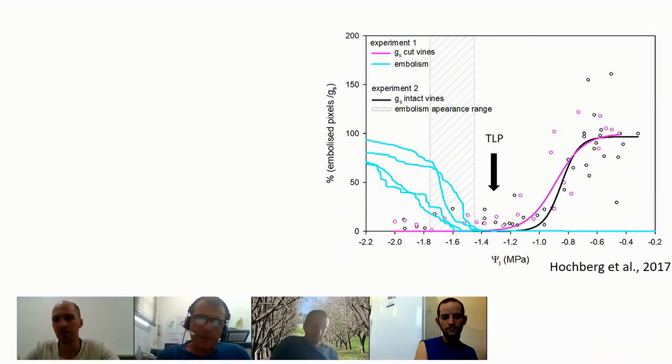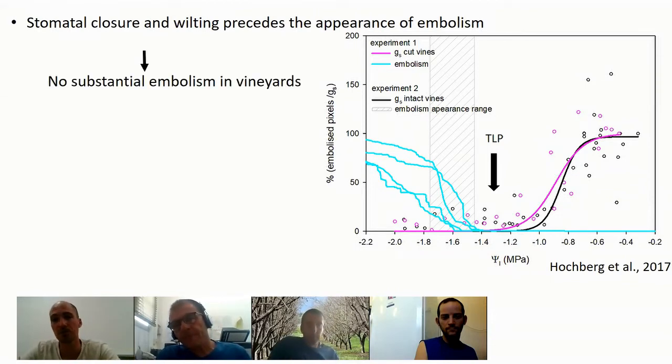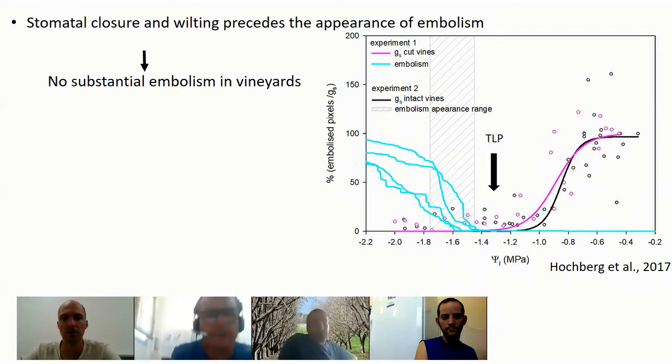And based on these findings, so this is what I just said, stomatal closure and wilting preceded the appearance of embolism. And based on these findings, we concluded that probably there's no substantial embolism in vineyards, okay? Because in vineyards, we don't really see turgor loss point. It's not very common for vineyards to wilt. I'm not saying it never happens, but it's not the common scenario.